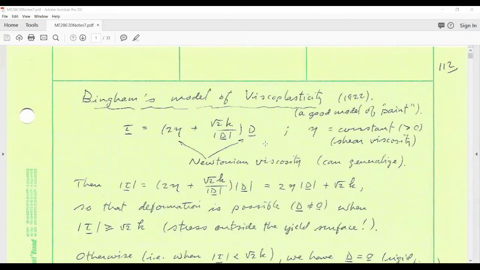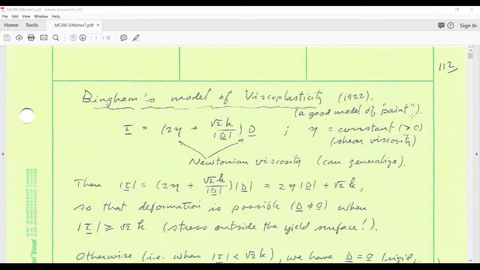And this is a particular model then of viscoplasticity. And it turns out to be an especially good model of materials like paint that normally don't flow unless you reach a threshold value of shear stress, and then you can cause the paint to flow, which is how it is that paint can be spread on a wall.